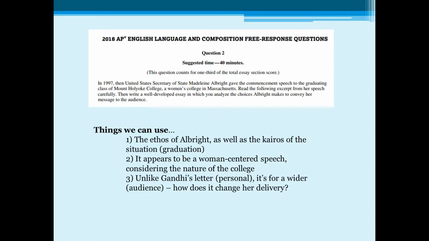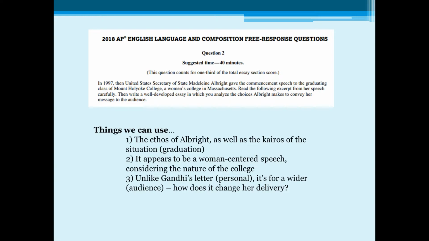So I won't go over the context because assumingly you've read it already, but things we can use for an intro paragraph. Number one, we can deal with the ethos of Albright. She is the United States Secretary of State, so it definitely gives her a lot of personality, a lot of influence, as well as the kairos of the situation. It's a graduation, so it's designed for young people who are ambitious, who are basically moving to the next step of their lives, hopefully making change in the world.